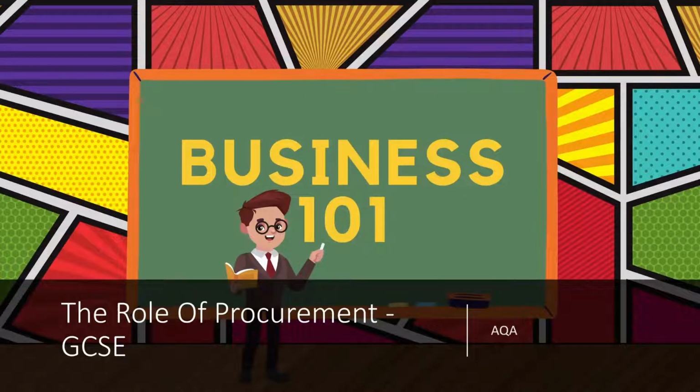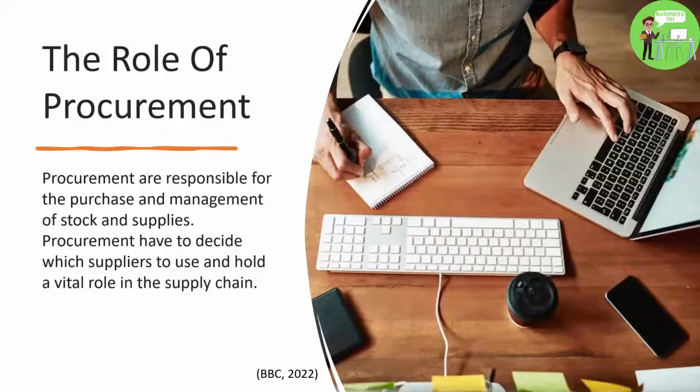Today we're going to be going over the role of procurement. This is for the GCSE level for the AQA exam board. So procurement are responsible for the purchase and management of stock and supplies, okay? They have to decide which suppliers to use and hold a vital role in the supply chain.